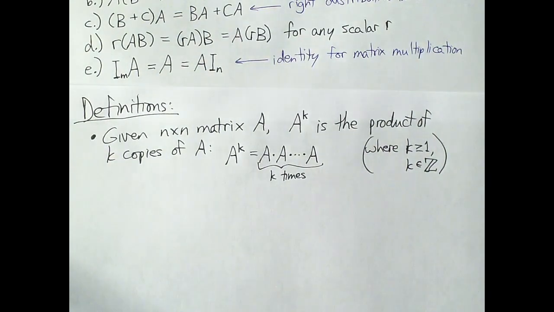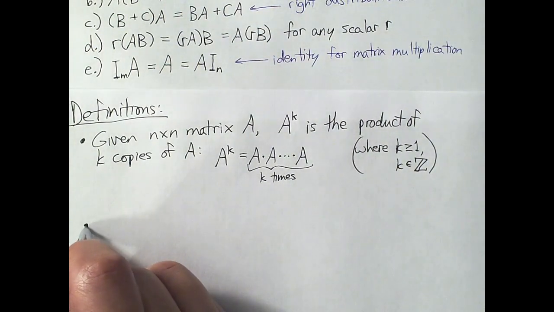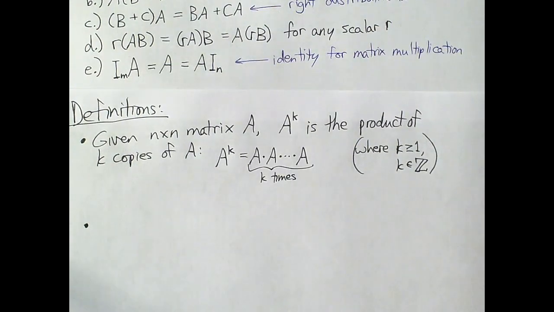So, for example, if you ever saw a problem that said A squared, that is just A times A. If you saw A cubed, it's A times A times A. And we could do those. We know how to do the matrix multiplication now, so you could do A times A. So that was the definition for A to the K. It's just there. Another one.